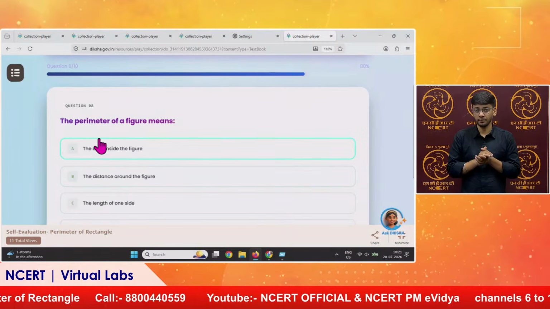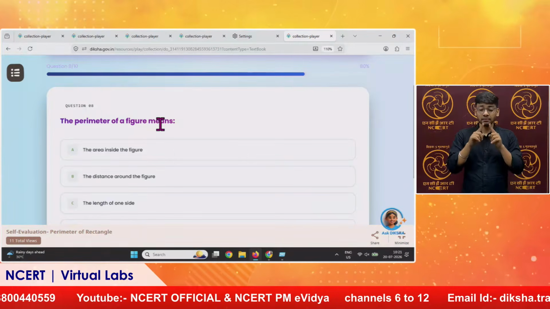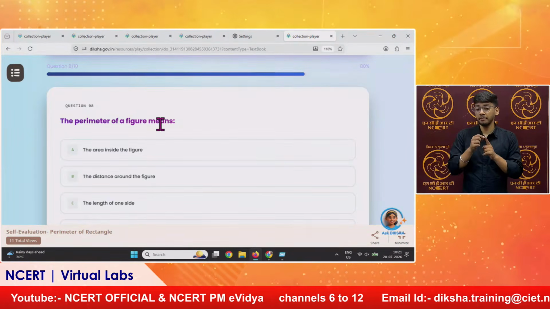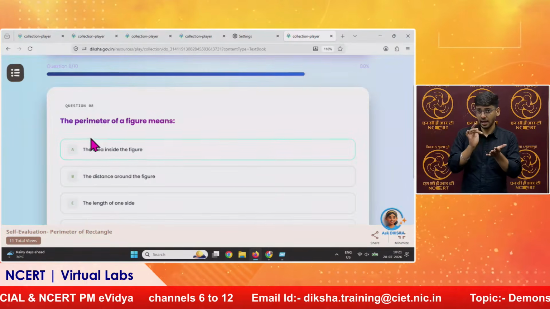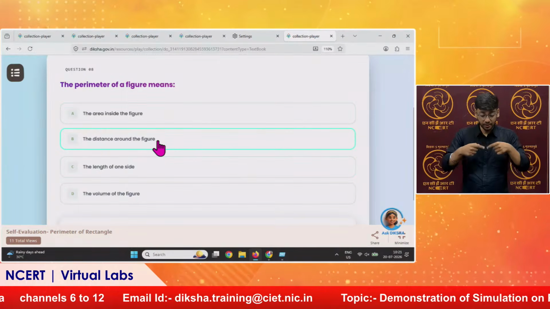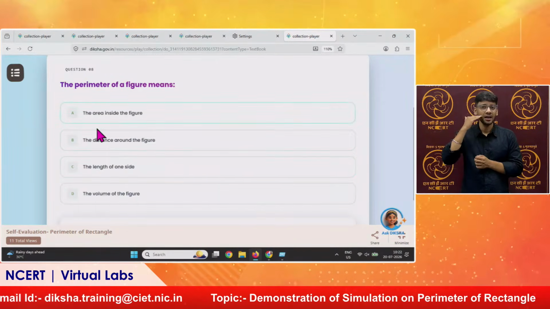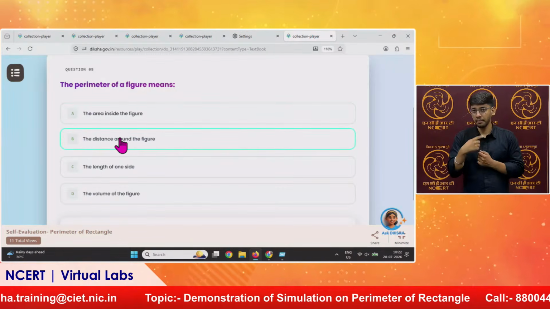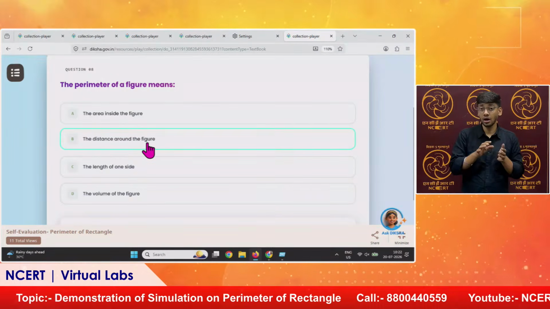Again, question 8: the perimeter of a figure means. So what is the perimeter? Is it the area inside the figure? No, that talks about area. The distance around the figure, yes, this option is correct, because when we talk about perimeter, it tells about the distance around the figure or it talks about the boundary. So option B is correct.